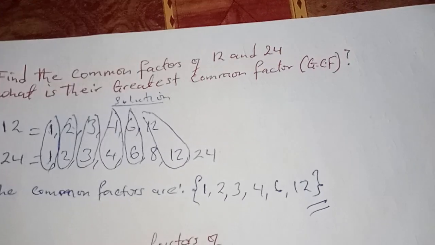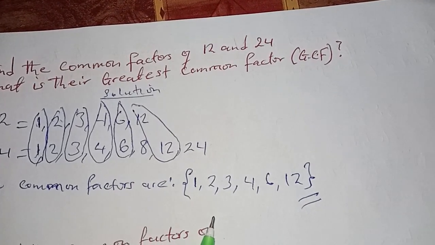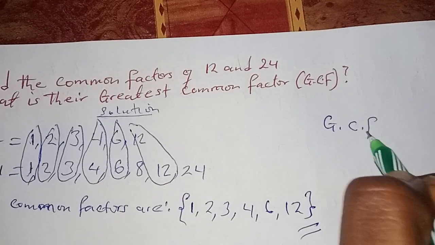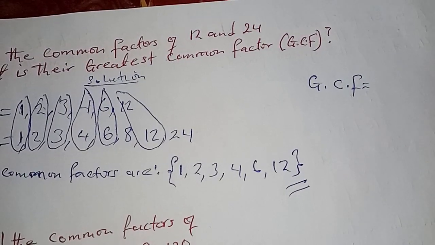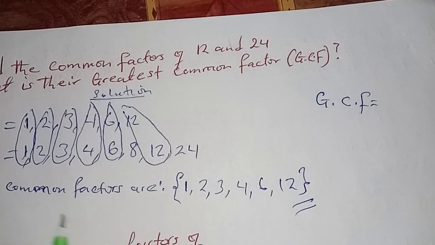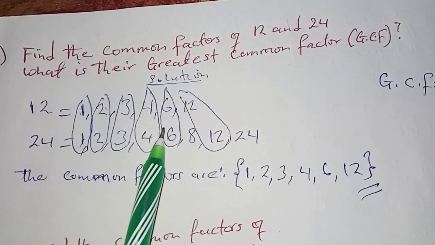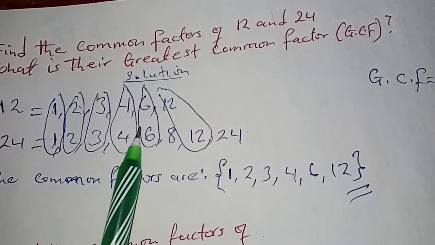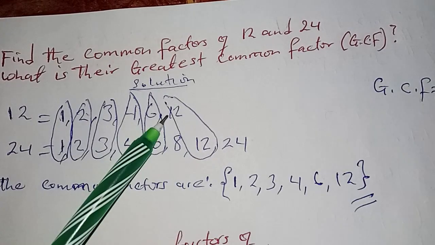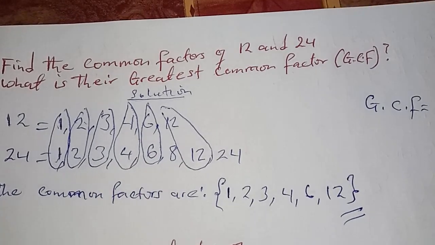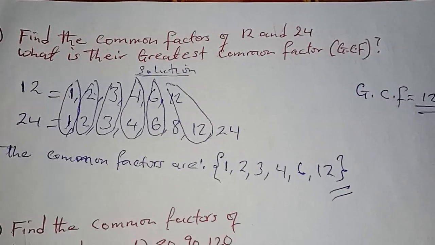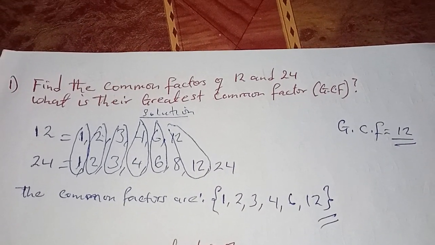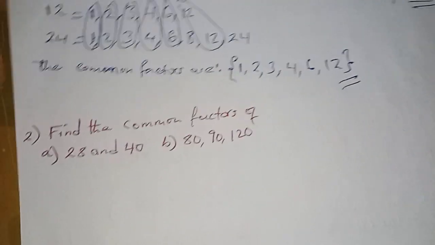What is their greatest common factor? Now common factor is different from greater common factor. The greater common factor is called G.C.F. This is very easy. We can analyze the common factors among these numbers. Although we have many common factors, the one that is greatest is 12. So 12 is the greater common factor. This is example 1.